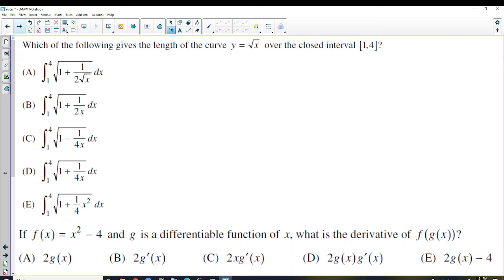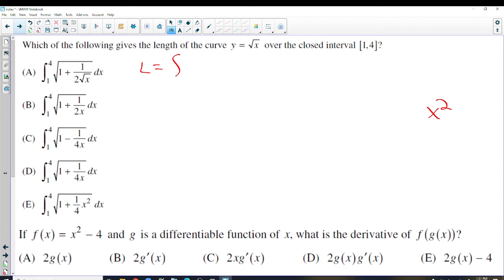Here we go. Which of the following gives the length of the curve y equals square root of x over the closed interval? I want to talk about length because some of the stuff we just don't use very often. I mean, how many times have you taken the derivative of x squared? A million times, it feels like, right? Well, we haven't done length very often.